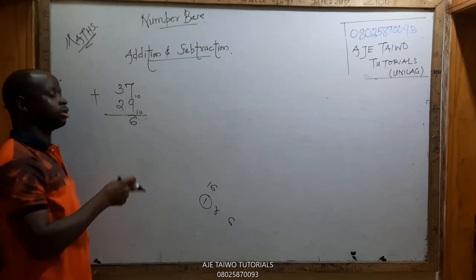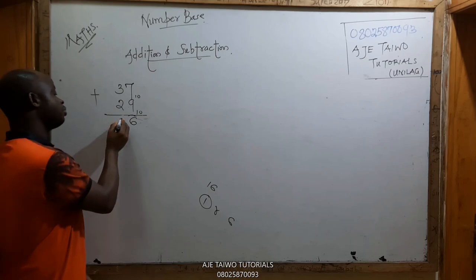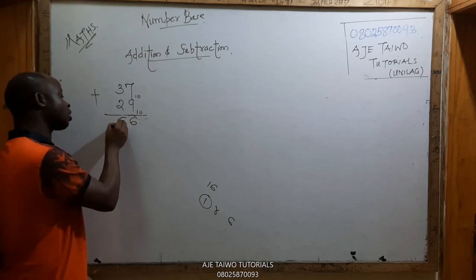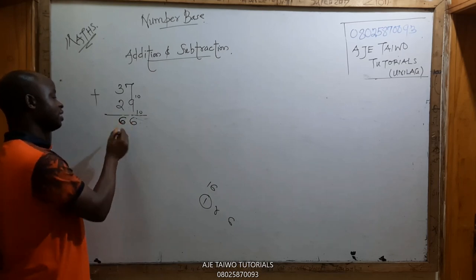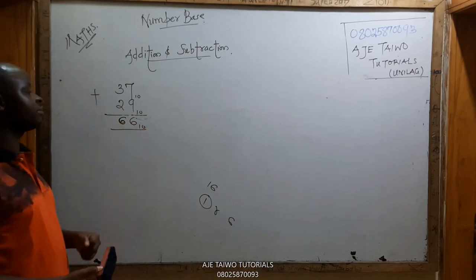3 plus 2 is 5, plus the 1 I'm carrying, making what? 6. I put 6 down, because it's not up to the base. You can see now the answer is what? 66 base 10. No number is up to 10.